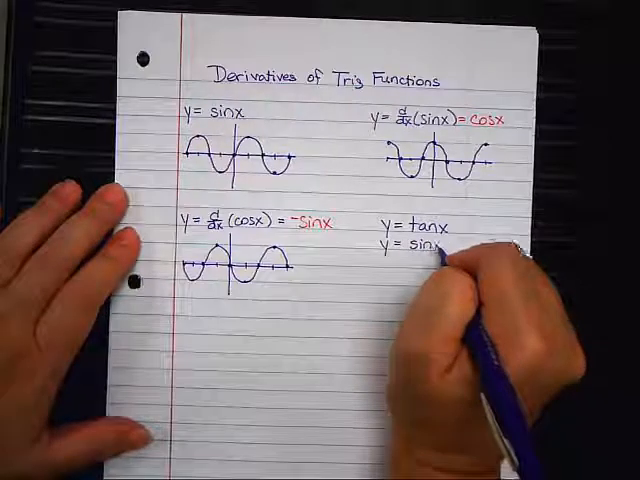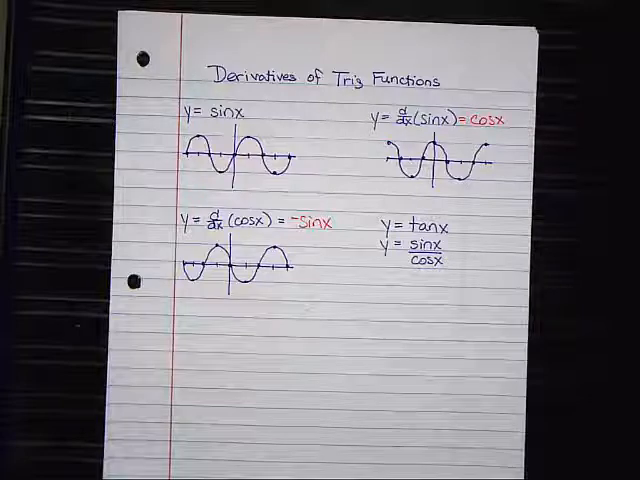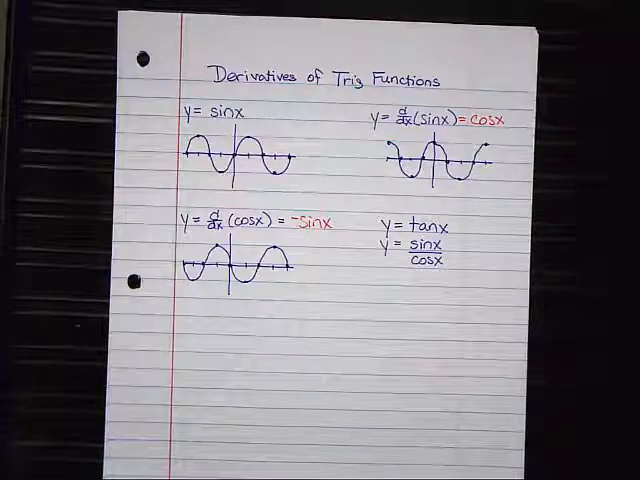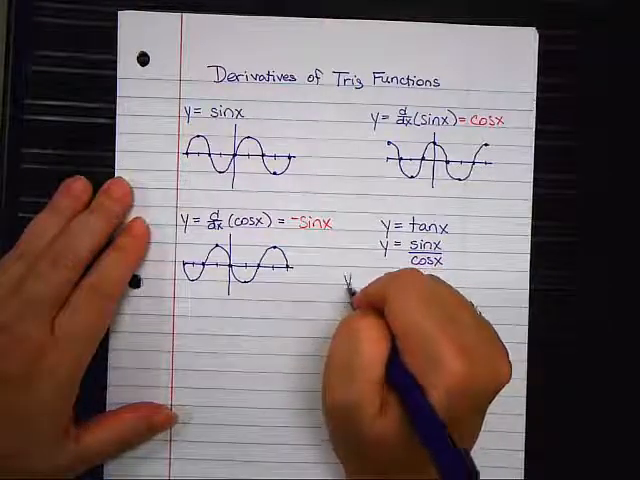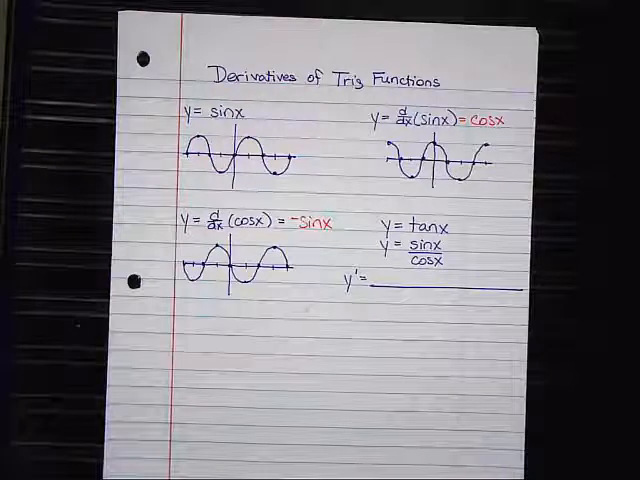Sine over cosine. So I'm changing tangent to sine over cosine, and I can take the derivative of that using the quotient rule. Exactly. So y prime equals, draw a big fraction bar.